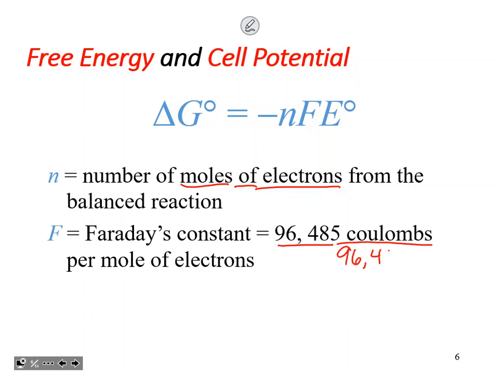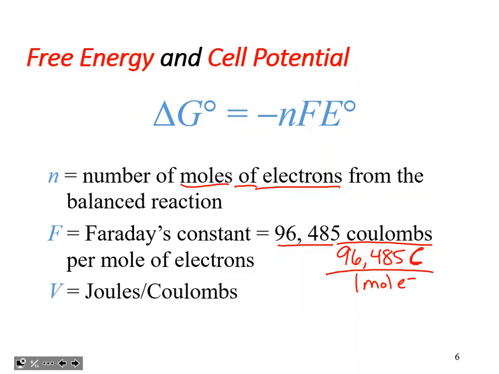And it's used as a conversion factor. You'll see later we've got the coulombs over 1 mole of electrons, so it's easily set up into dimensional analysis using a fraction, and we will be using it as a conversion factor. Now the last part, the E cell, is going to be measured in volts. But a volt is actually 1 joule per 1 coulomb.